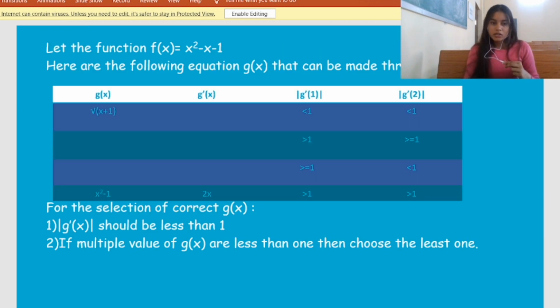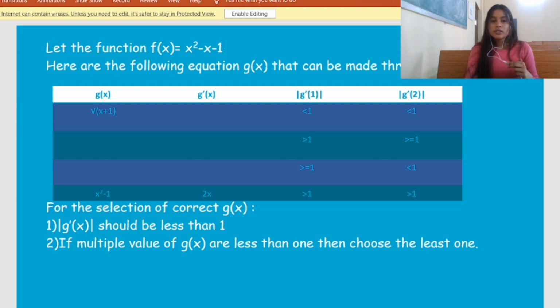In the next slide, you can see that we have a table which is having the values of g of x, g dash of x, mod g dash of 1 and mod g dash of 2. This table will help us find out the equations g of x that can be made through f of x. For selecting the correct g of x, we have to follow certain conditions. The first condition is that mod g dash of x should always be less than 1. The second condition is, if multiple values of g of x are less than 1, then choose the least one.